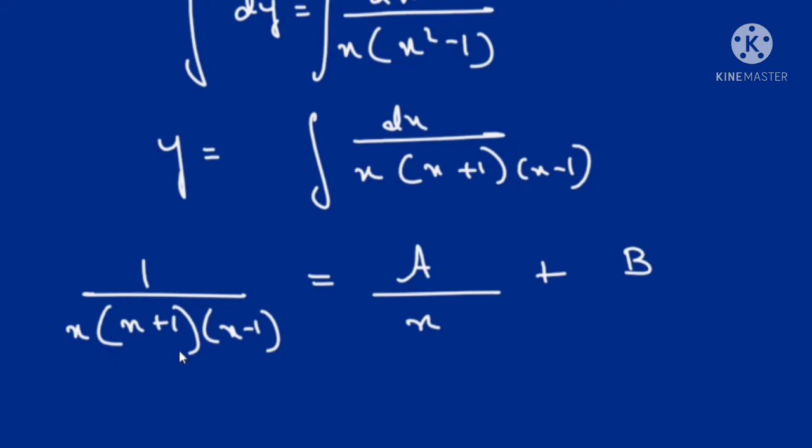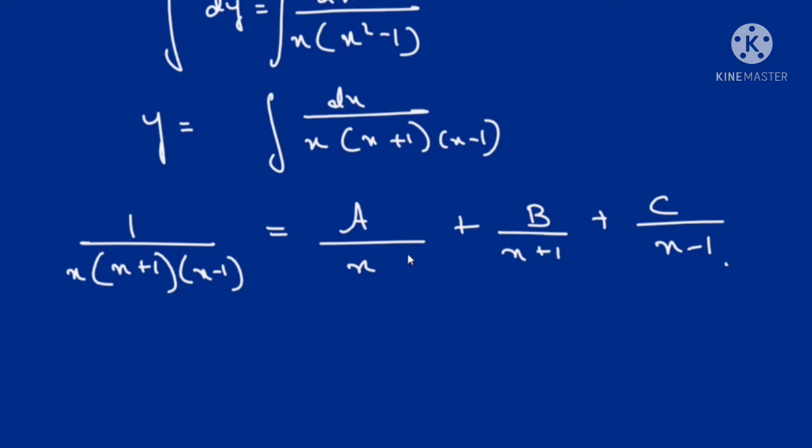All these are linear factors: A by x, B by x plus 1, C by x minus 1. Now I will just teach you the shortcut. It's a part of a sum, so we can always use these shortcuts. Here I have x, x plus 1 and x minus 1. I want to find the constant A.